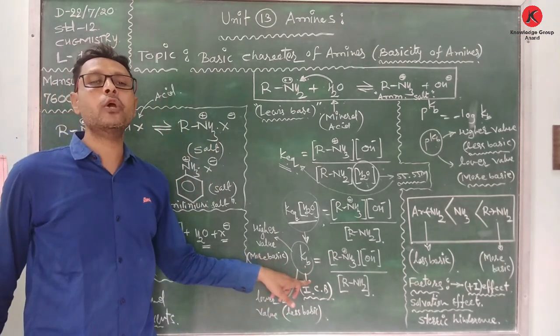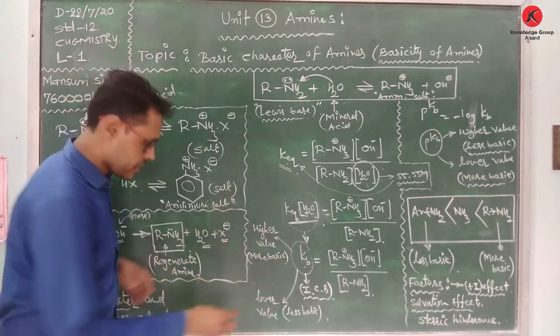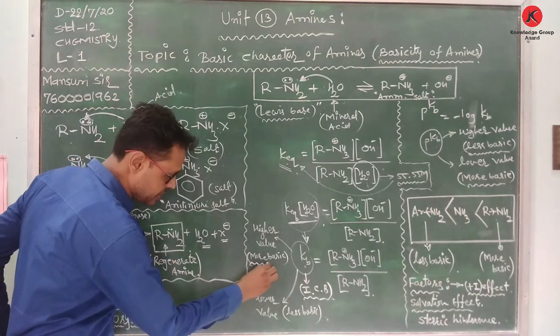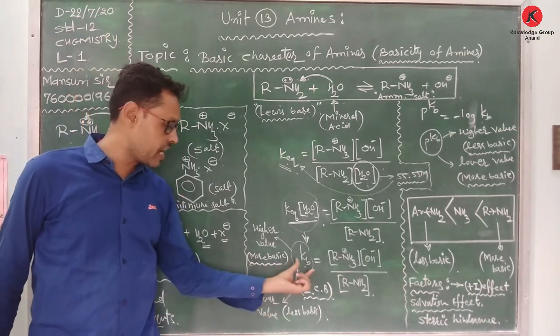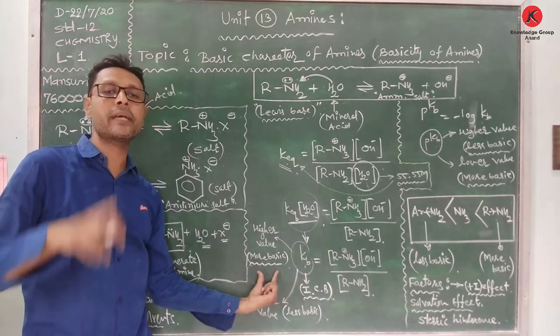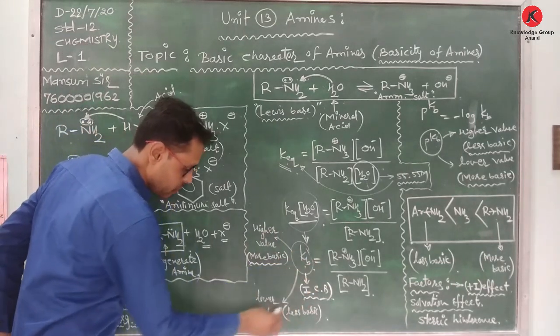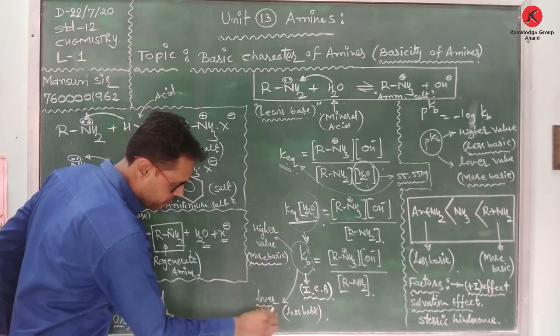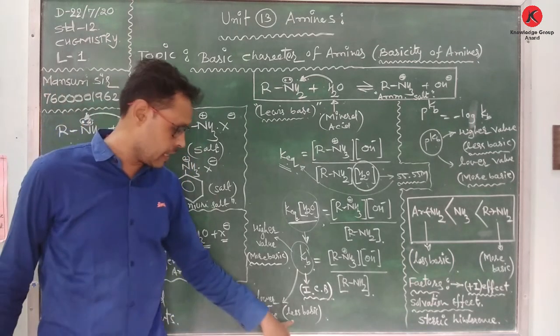If the Kb value is higher, then they express more basicity. The substances which have a higher value of Kb express more basicity, and the substances which have a lower value of Kb express that the substances are less basic.